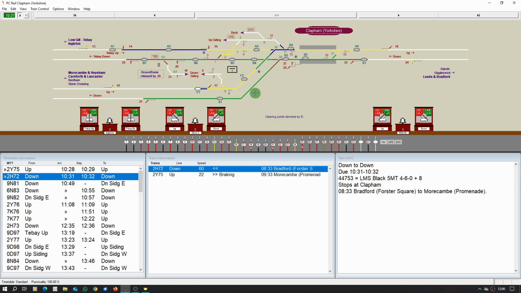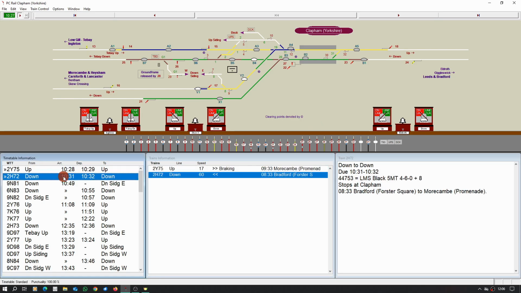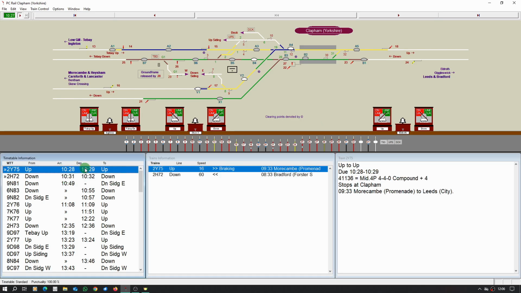And the up train's just coming in. It's braking for the station. It's due to stop there for a minute or two. Sometimes they tend to run a little bit early, but only usually by a minute or so.